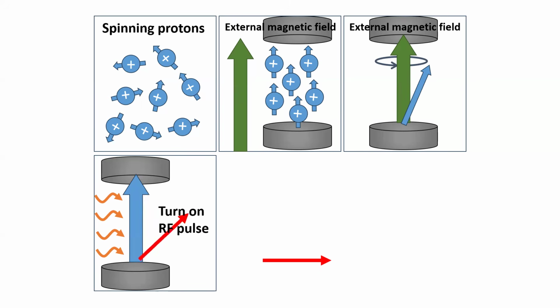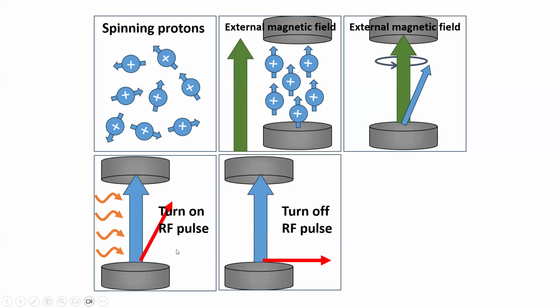Basically, we give a lot of energy to these spinning protons, and this pushes them in the XY plane. Now, normally they shouldn't, this is the wrong animation, they should stay there, so they're not coming back. And then we turn off the radio frequency pulse, and because of T1 relaxation and T2 relaxation, the magnetic field in the XY plane will become weaker. T1 relaxation will make the protons return to the longitudinal plane, and T2 relaxation will make them lose their phase coherence in the transverse plane.